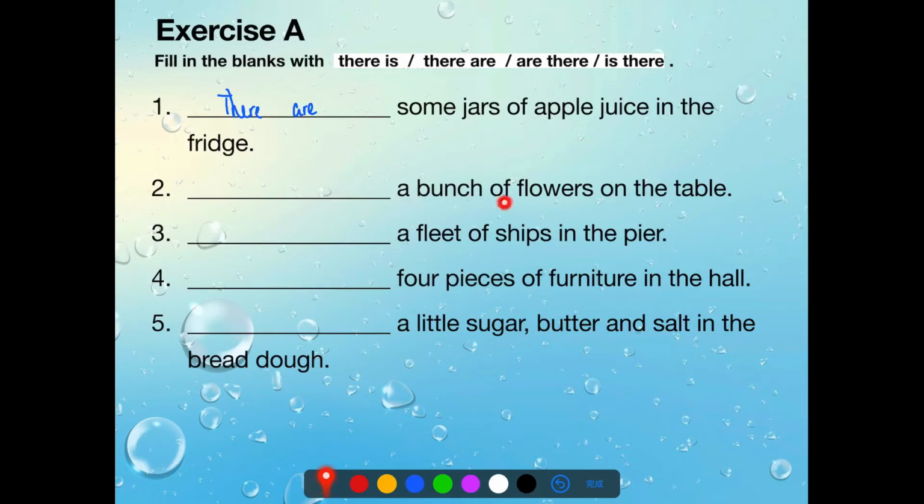Number 2. A bunch of flowers on the table. Flowers are countable, but now we see the flowers as a whole part, a bunch of, so we can say there is a bunch of flowers on the table. Number 3. A fleet of ships in the pier. There is. We see the ships as a whole part.